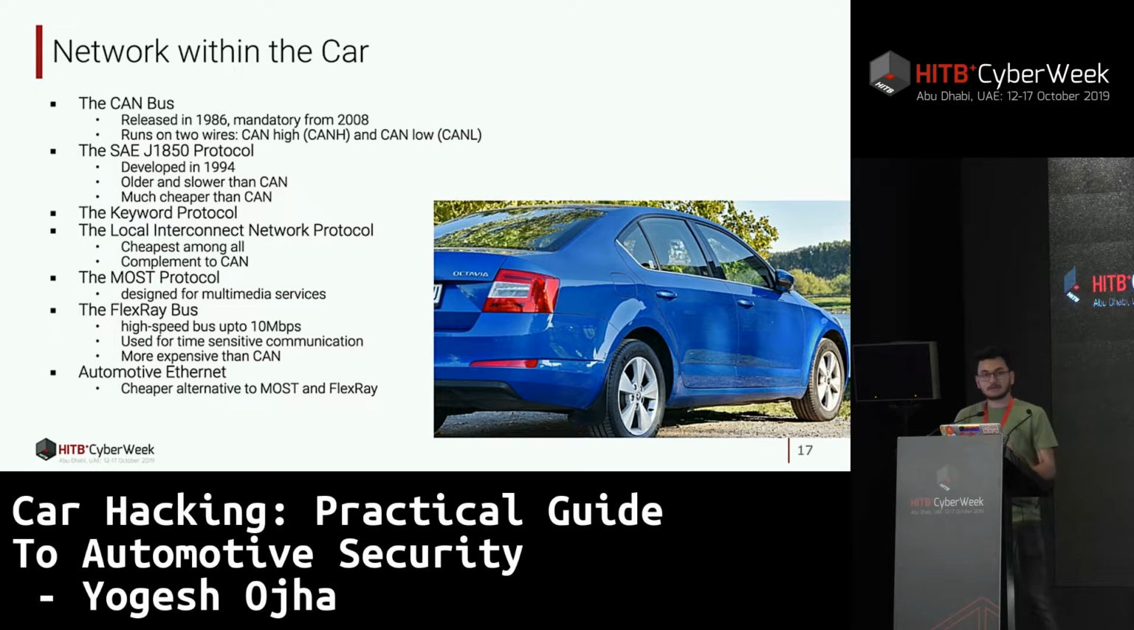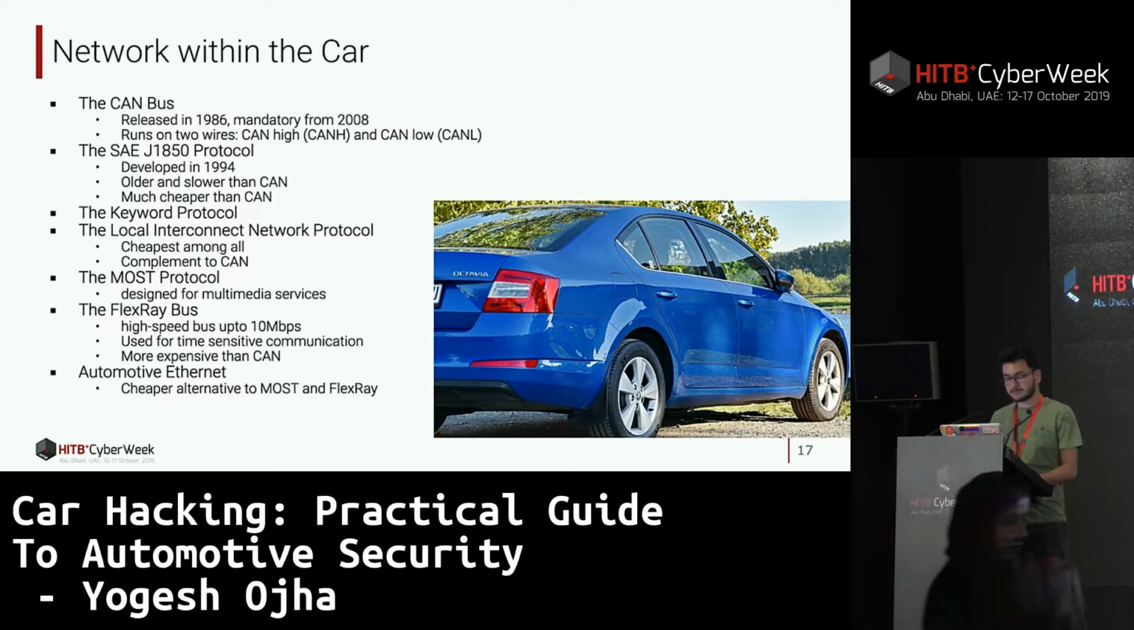So before we get into the car hacking, let's look at the different networks available in a car. The first one that you see is the CAN bus. CAN bus was released in 1986, stands for Controller Area Network, was developed by Bosch, and is now mandatory for all car manufacturers for cars manufactured after 2008. But this came way before that. In production vehicles, it was in 1991.